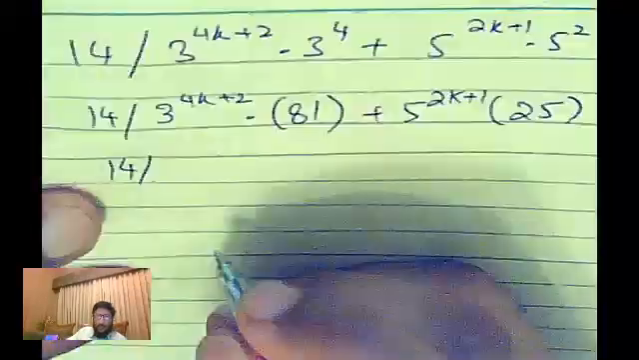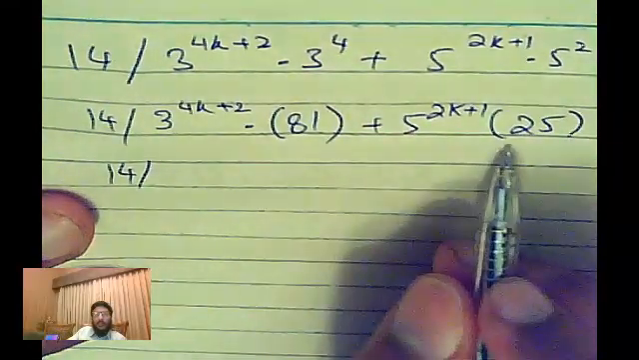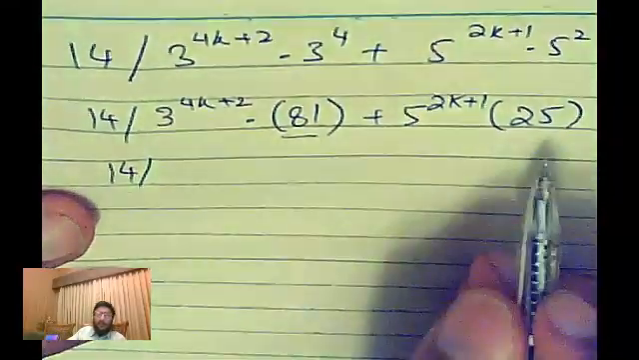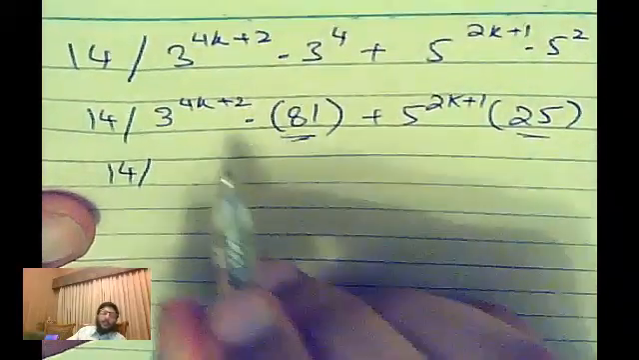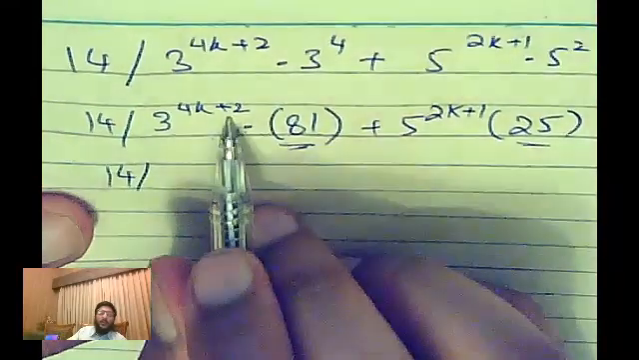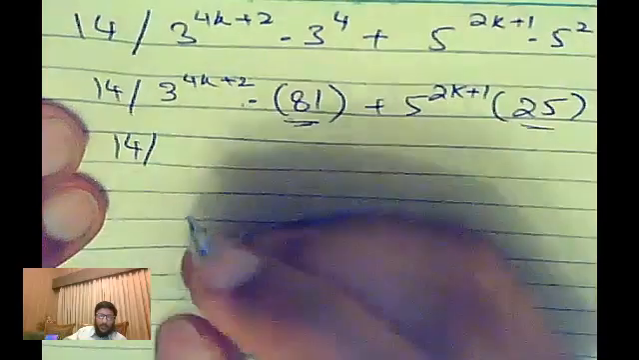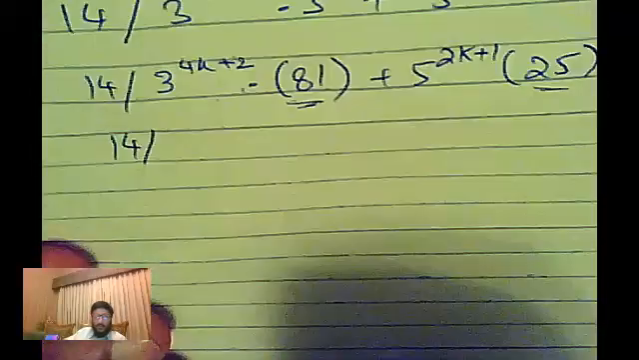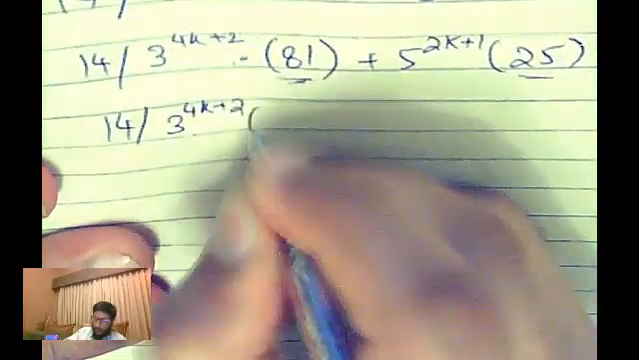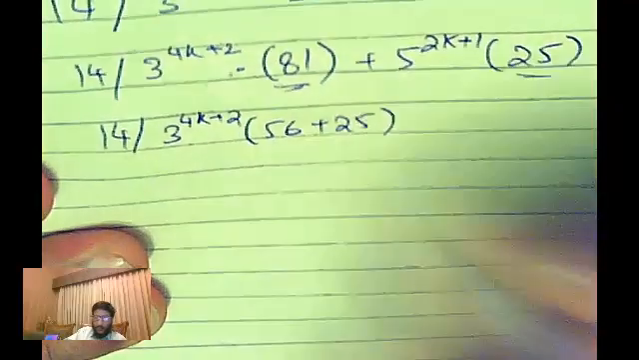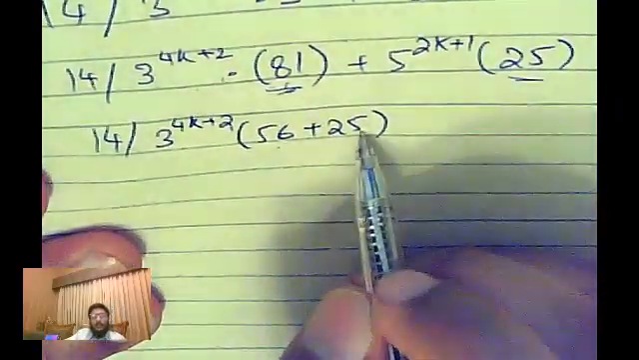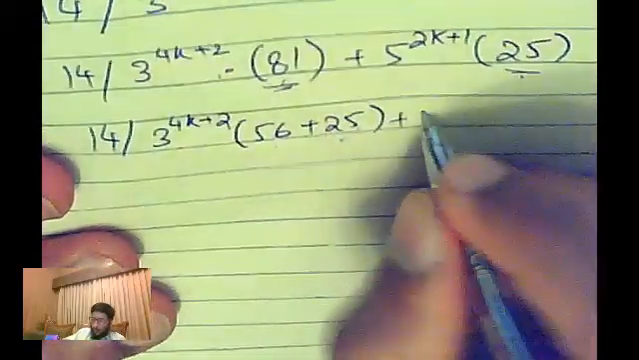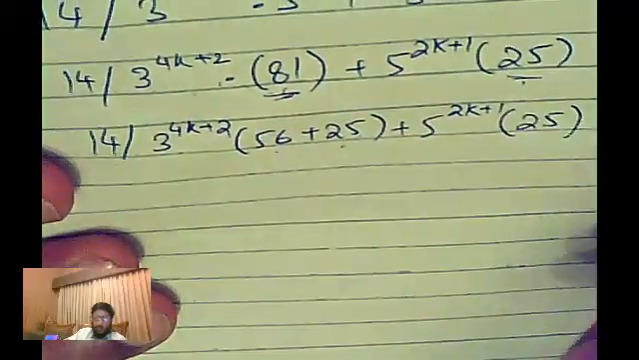We have 14 divides. Now, if we have a 25 over here and a 25 over here instead of this 81, we can take common factors out of these two terms. So what we're going to do is subtract 25 from 81. We have 6, 1 carries, goes 7. We have 56. So this gives us 3 to the power 4k plus 2 times 56 plus 25. We broke 81 into 56 and 25 because we have to match this number with this. Plus 5 to the power 2k plus 1 multiplied by 25.